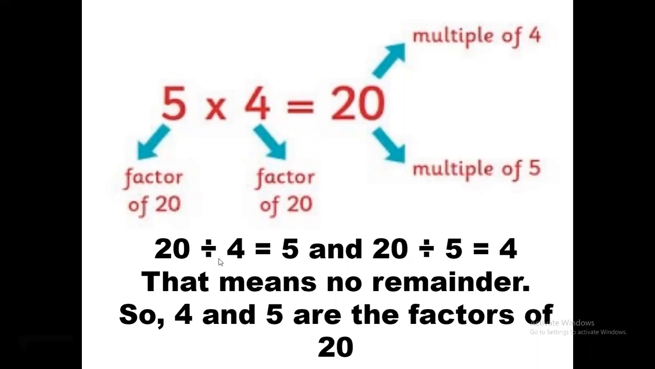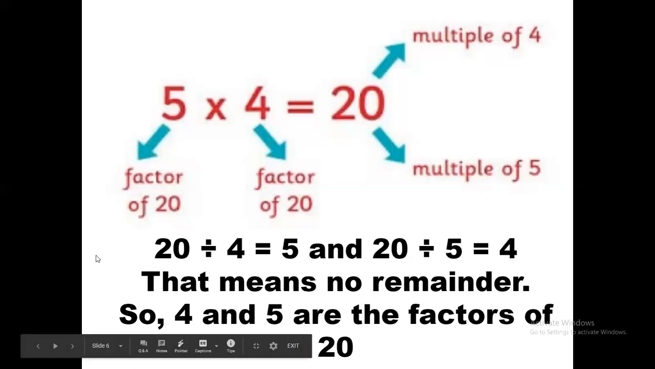In factors, basically, we are using the division sign. How? When 20 is divided by 4, we get 5. And when 20 is divided by 5, we get 4. That means 4 and 5 are both factors of 20.